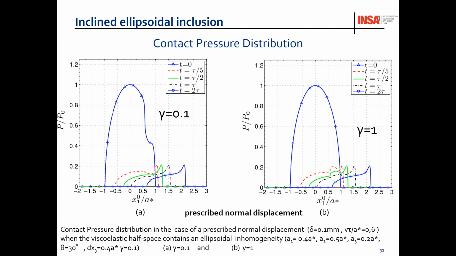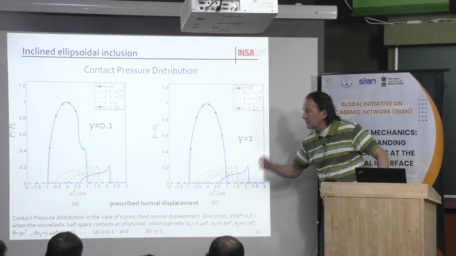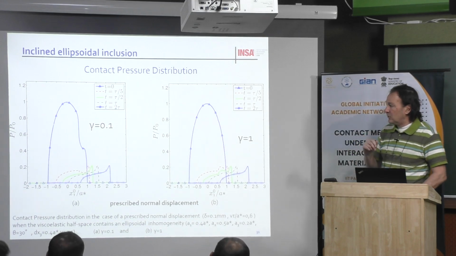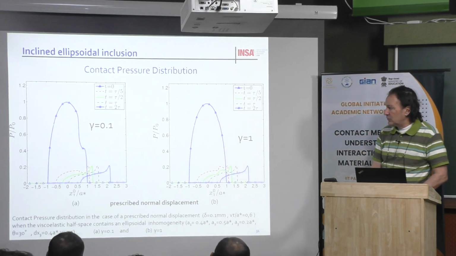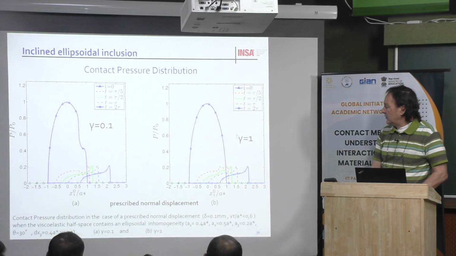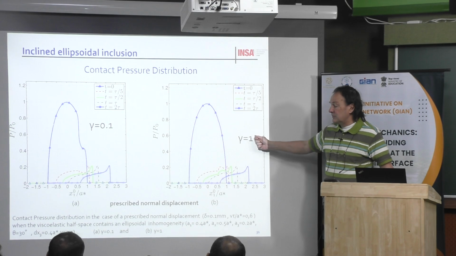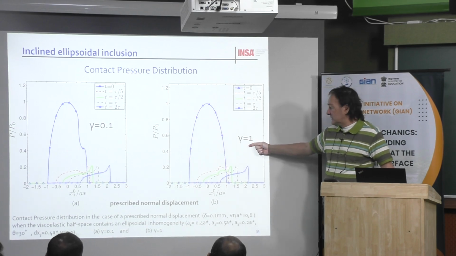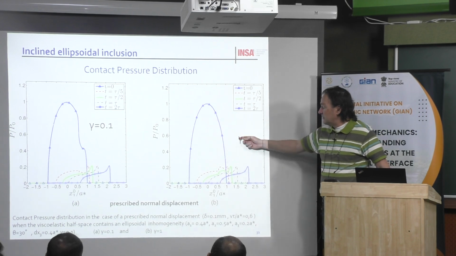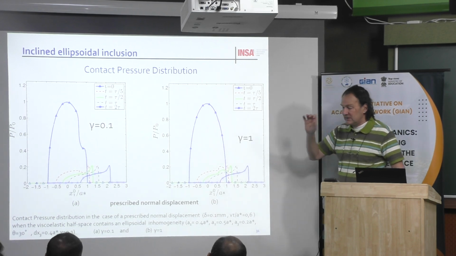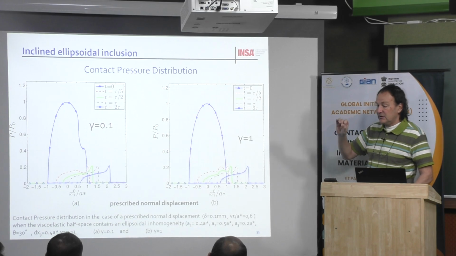Okay, let's have a look at the pressure distribution. Again, we impose a displacement that should always be the same, 0.1 millimeter. This is 100 micrometers. Then here you have an inclusion again. On the right, gamma is the ratio between the Young modulus of the inclusion and the Young modulus of the matrix. Gamma equals 1 means that the inclusion initially has the same stiffness as the matrix.